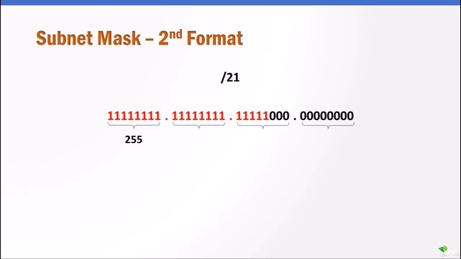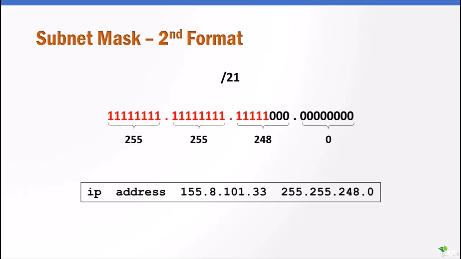You would translate the binary numbers into decimal values, and that would look like this. So we have 8 ones, which is 255, and then another batch of ones, which is also 255. And then we have 5 ones, and when you add all of those values, that's going to be 248. And then you have 8 zeros, which is going to be 0. So this is what configuring an IP address with /21 mask would look like on, for example, a Cisco router.